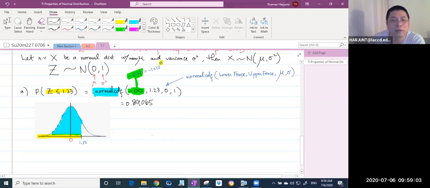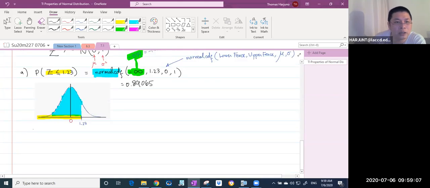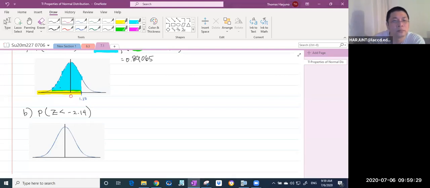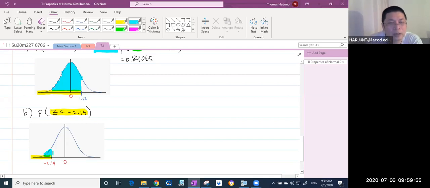Okay, so let's say, for example, I ask, what is the probability that Z is less than negative 2.14? Let's sketch that first. This is the mean 0. Negative 2.14, of course, is to the left of that, right? Now you need Z to be less than that. So the event, as we can see here, is less than half of the curve, so the probability is definitely less than 50%.